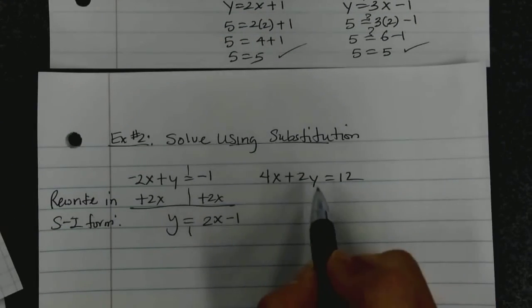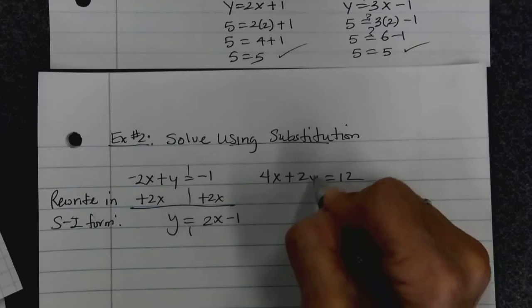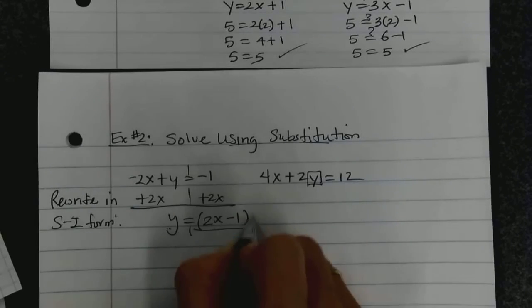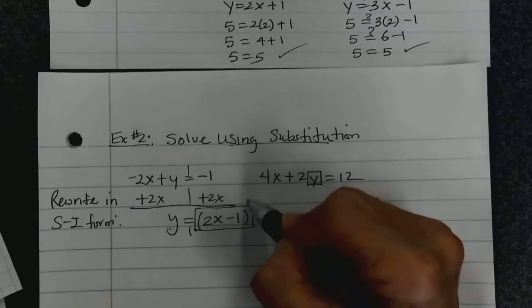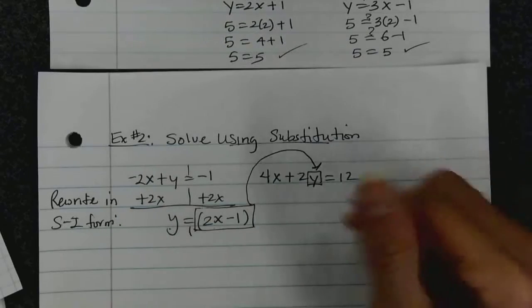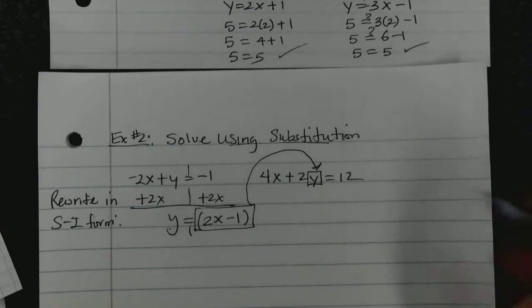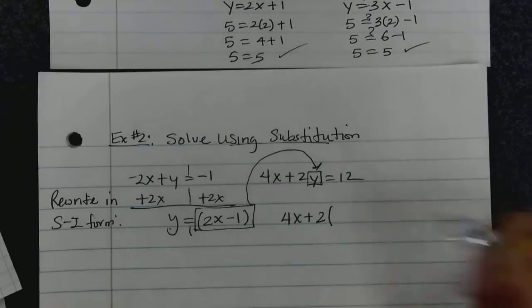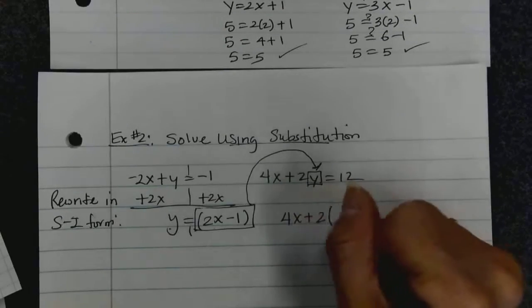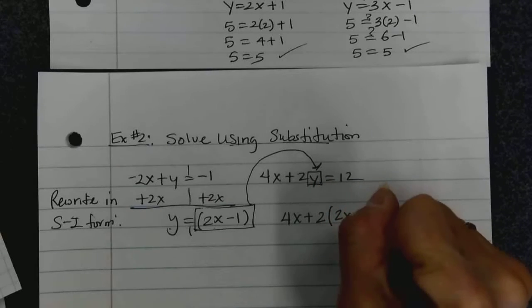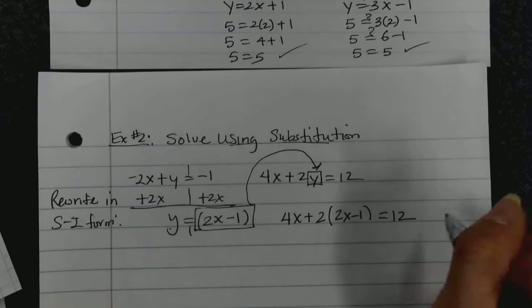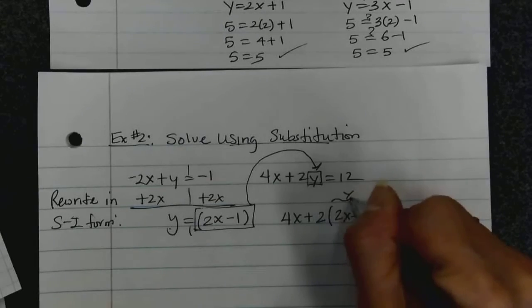And what I'm going to do is replace one of the variables, which is y, with an equal expression from the other. So since y equals 2x minus 1, in place of the y over here, I'm going to substitute it in. And so that's called substitution. So 4x plus 2 times, now I'm going to put that in parentheses, 2x minus 1. And I'm substituting it for that y, is equal to 12. So this is my y right here.